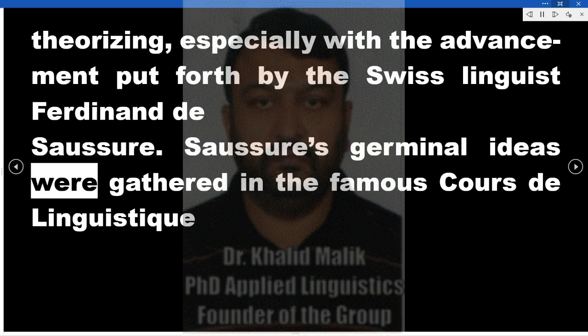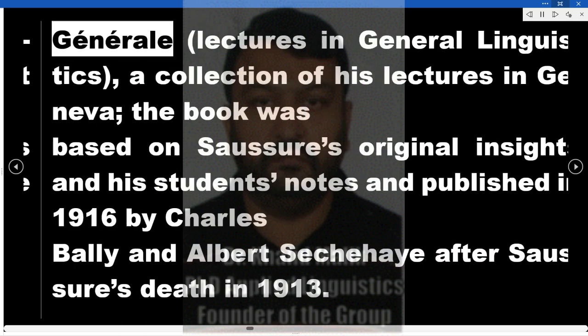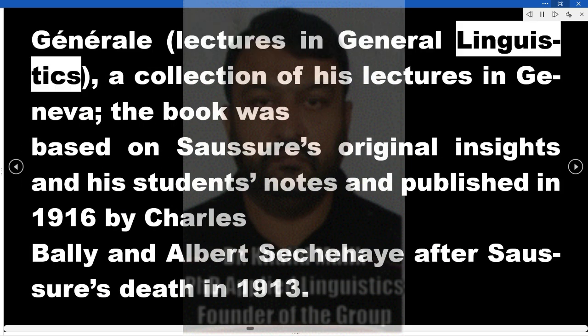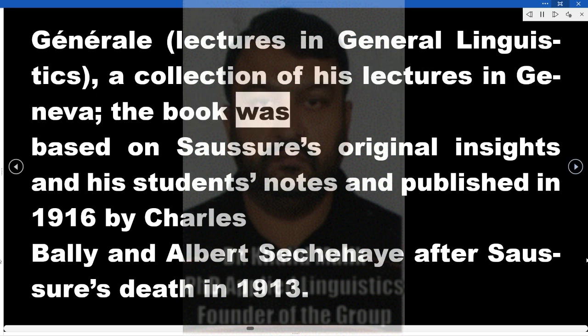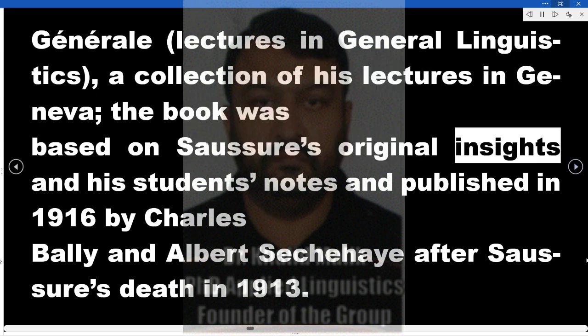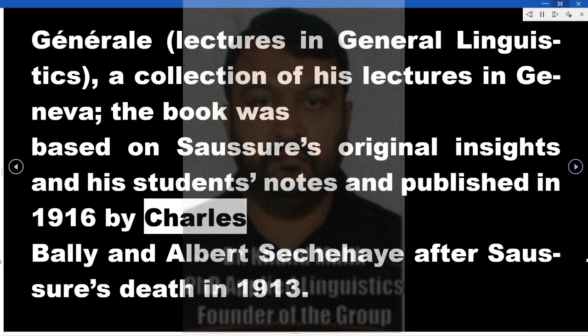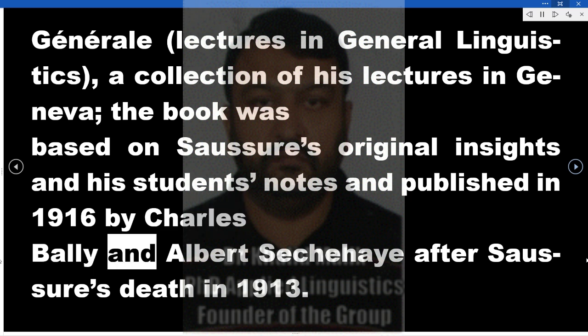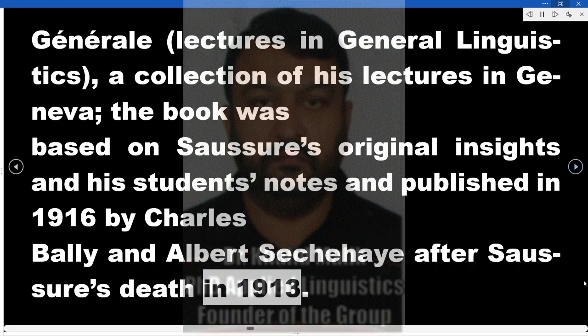Saussure's germinal ideas were gathered in the famous Cours de linguistique générale, Lectures in General Linguistics, a collection of his lectures in Geneva. The book was based on Saussure's original insights and his students' notes and published in 1916 by Charles Bally and Albert Sechehaye after Saussure's death in 1913.